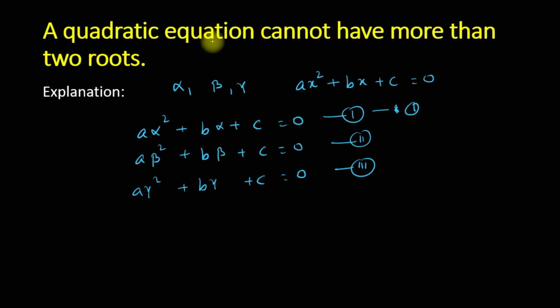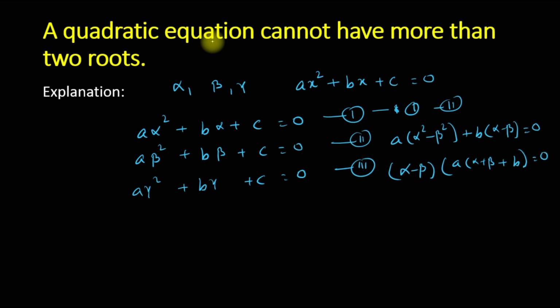So if we subtract 1 minus 2, we have a alpha square minus a beta square. So we have a into alpha square minus beta square, plus here b is common, so we have alpha minus beta, and c minus c, this is equal to 0. Again alpha minus beta is common, so we can write a into alpha plus beta plus b equal to 0. So either this factor is 0 or this factor is 0. So from here we can write alpha is equal to beta.